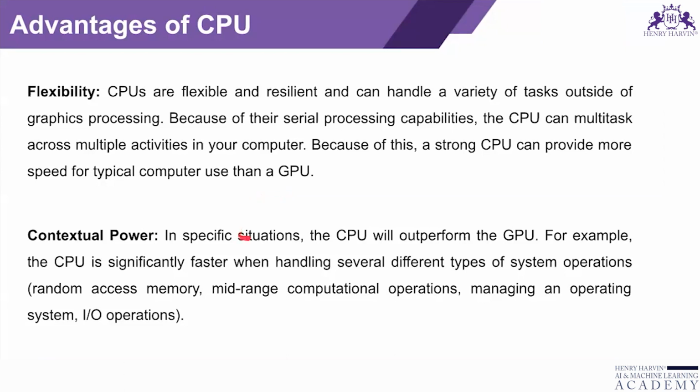Okay, than CPU. So in contextual power, the CPU will outperform the GPU because the CPU is significantly faster for handling system operations: random access memory, that means RAM, mid-range computational operations, managing an operating system, input and output operations. Okay, so these are the basic operations which the CPU can handle better than the GPU.